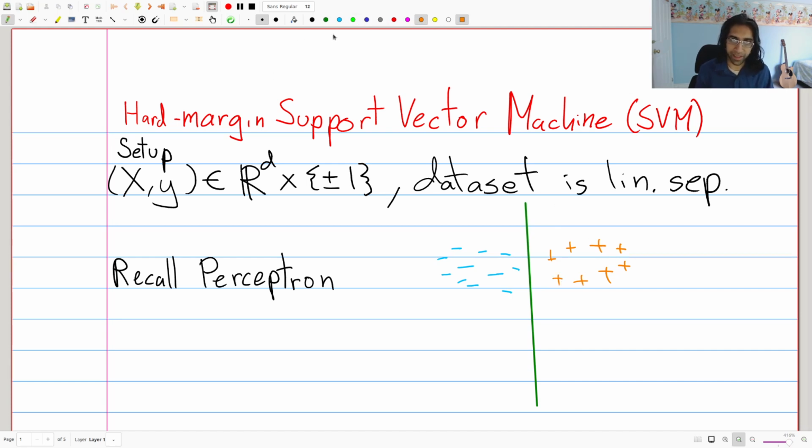So right, that's essentially what the support vector machine, the hard margin support vector machine solution, or SVM as it's called, is going to try to do. It's going to try to find the perceptron solution, that is the separating hyperplane, which additionally maximizes the distance to both of the classes. Now, this is a bit informal, because what does it mean to maximize the distance?